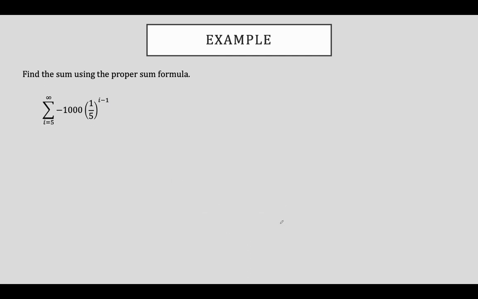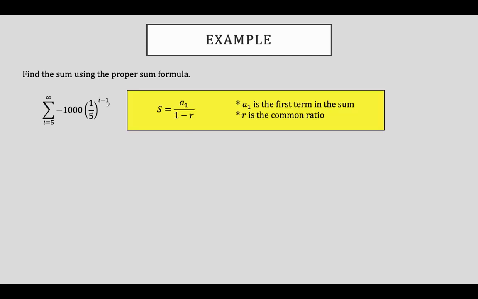The sum from i equals 5 to infinity of negative 1,000 times 1/5 raised to the i minus 1. Again, the upper limit here is infinity. That tells us that this is an infinite sum. Because our variable i is in the exponent, we know that it is geometric. This is the sum of an infinite geometric sequence, which is equal to a1 over 1 minus r.